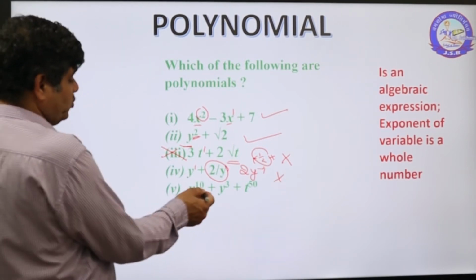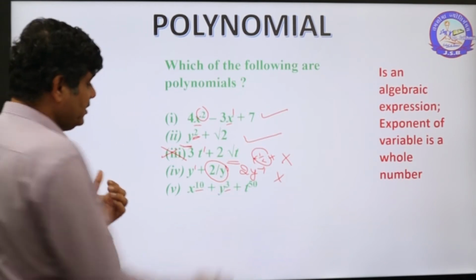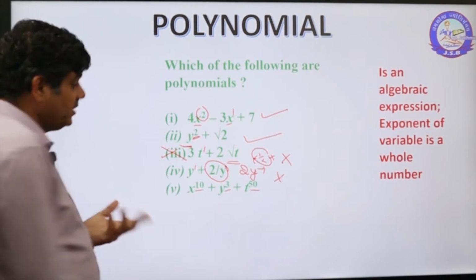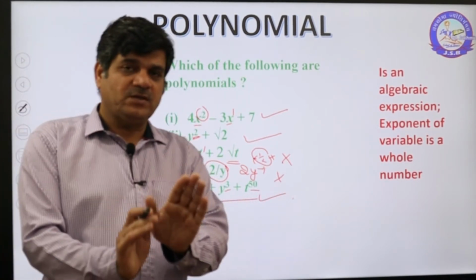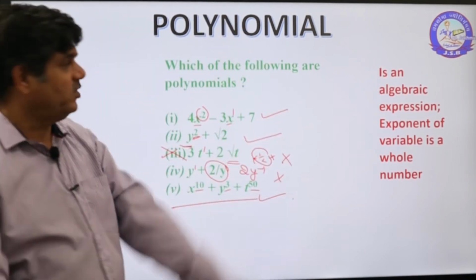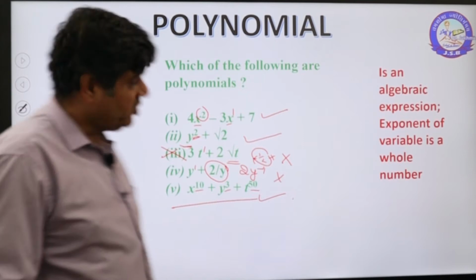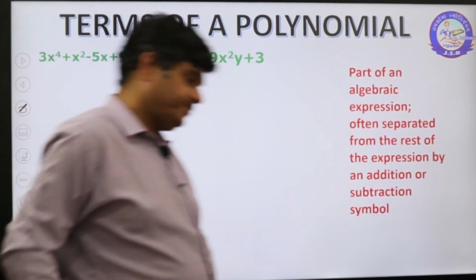And if you look, x to the power 10, 10 is a whole number. y to the power 3, 3 is a whole number. t to the power 50, 50 is a whole number. So yes, this is a polynomial. First thing you look at variable, then you look at its power. If that is a whole number, it is a polynomial. That is the simple criteria you have to look.